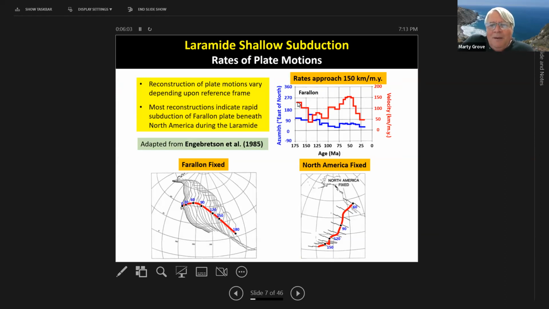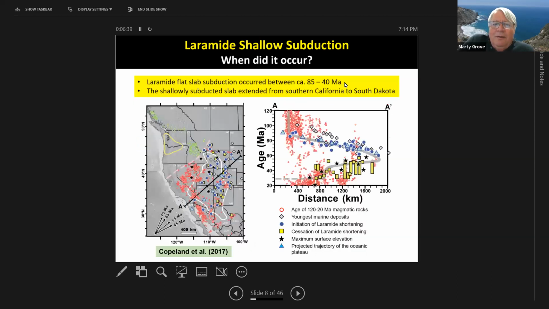At the same time, you can see in this North America fixed reference frame, during the Cretaceous, all the way into the earliest Cenozoic, in the Pacific domain, the Farallon plate has been subducted beneath Western North America, and the rates of underflow at this time approach on the order of 150 kilometers per million years. And so that's the general overview.